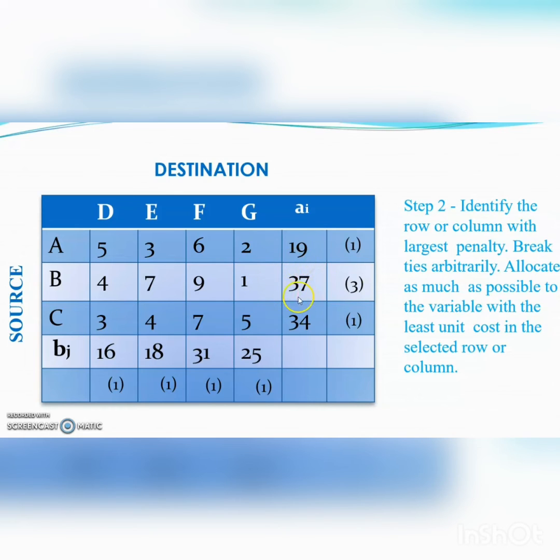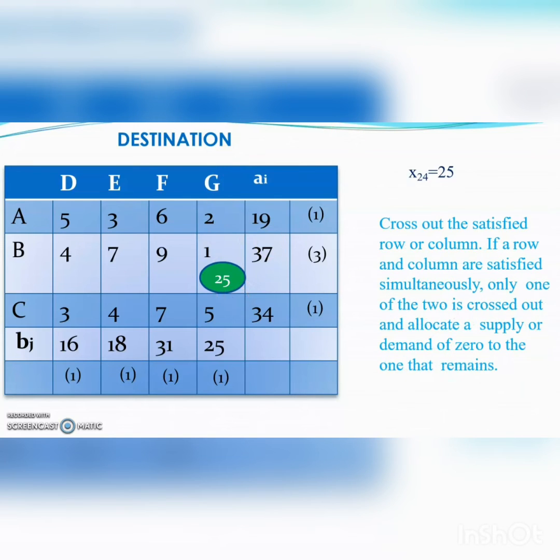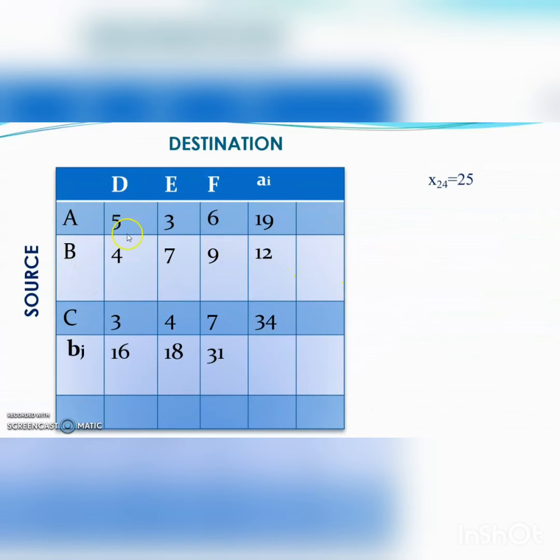Here we see that availability is 37 and requirement is 25. So we can allocate 25 units in this cell, and the value of the decision variable x24 is 25. Now we see that the requirement of column 4 is exhausted. So we discard this column and adjust the availability of source B. Now the source B has the availability 12 units. After discarding this column, we get the next matrix.